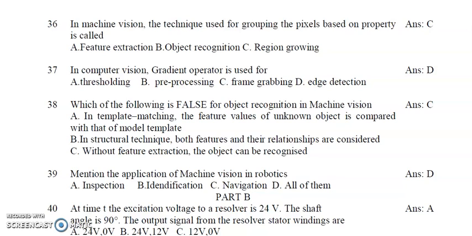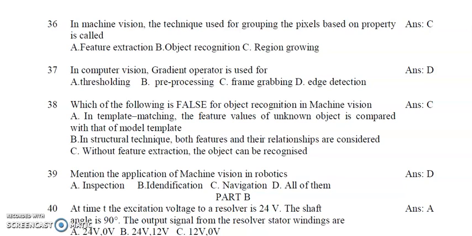38. Which of the following is false for object recognition in machine vision? A. In template matching, the feature values of unknown object is compared with that of the model template. B. In structural technique, both features and the relationships are considered. C. Without feature extraction, the object can be recognized.